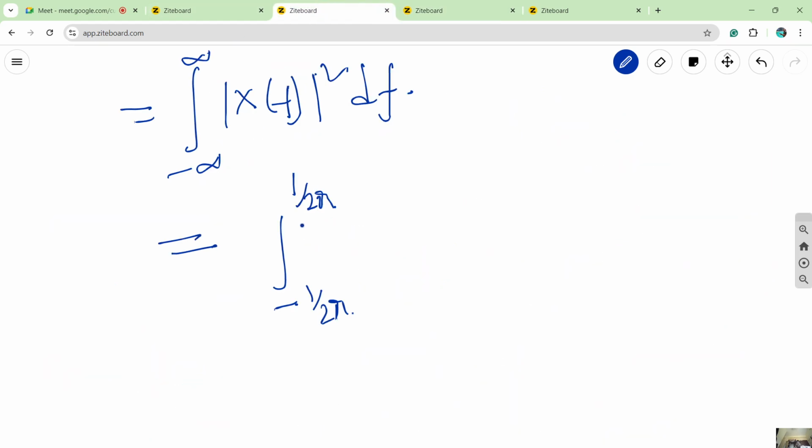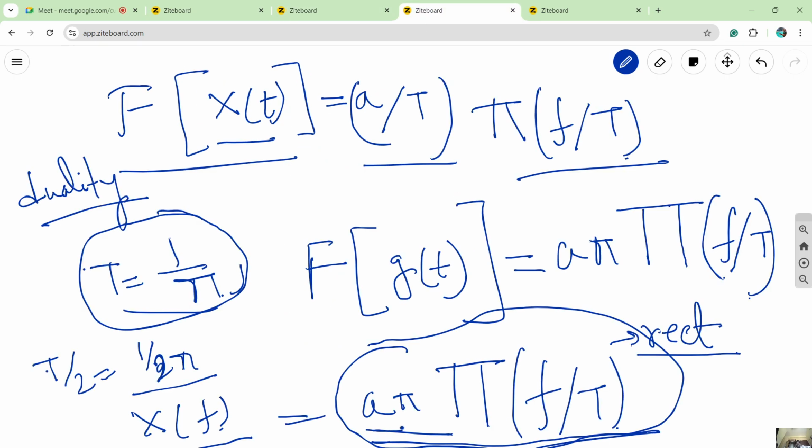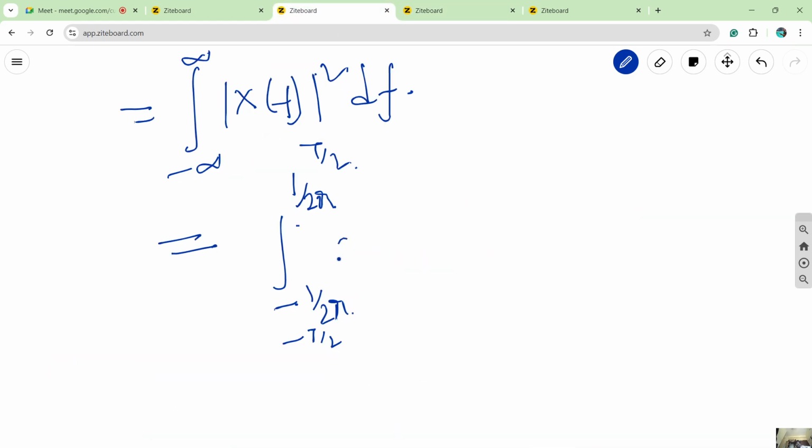So we substitute minus t by 2 and t by 2. Then we have to take the square of this because of the mod square. So it is actually a square pi square, and the rect function is constant over this time. So that is 1 into t.